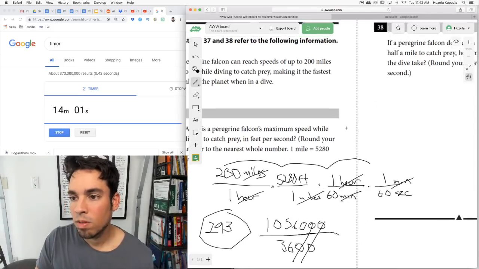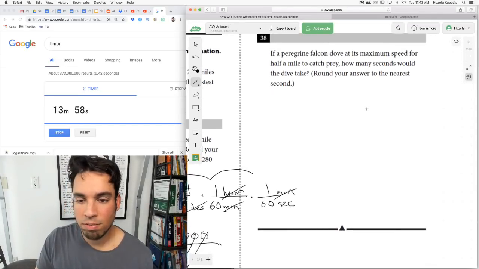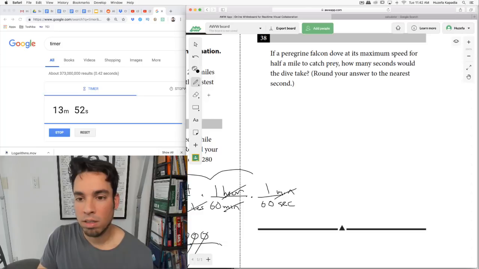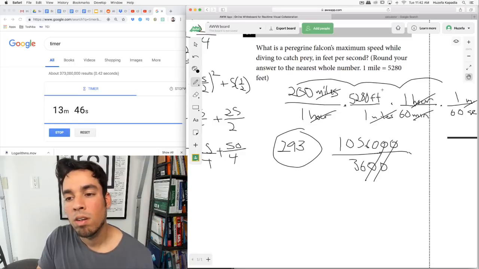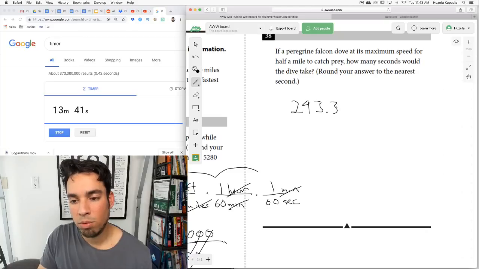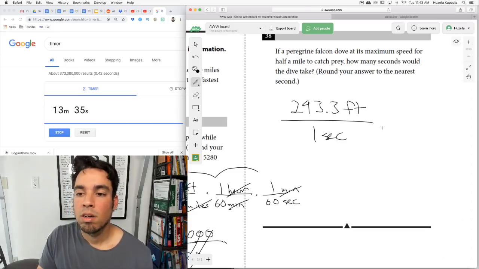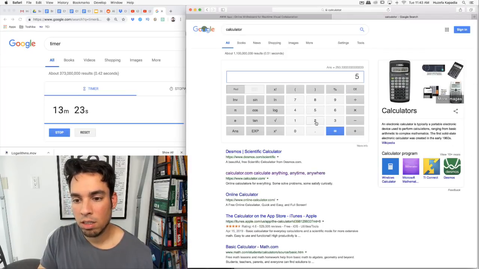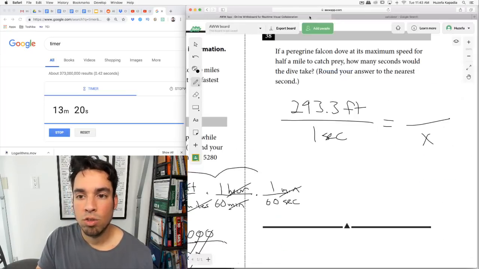Last problem. If a Peregrine Falcon dove at its max speed for half a mile to catch prey, how many seconds would that take? Okay, so we already got feet per second, assuming that's right. So we've got 293, I'll say 293.3 feet per 1 second. And then we're saying how many seconds would it take to dive half a mile, which a mile is 5,280. Half a mile is 2,640.